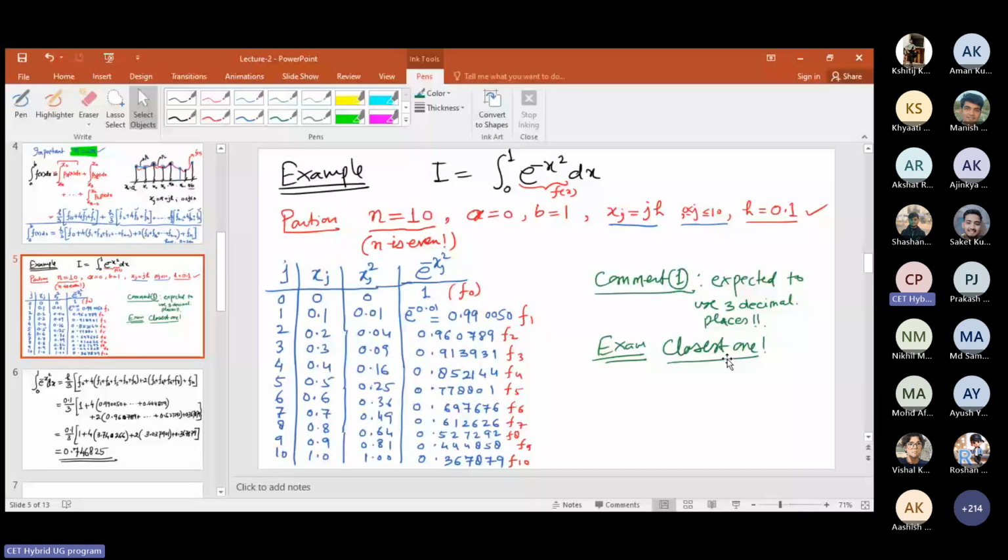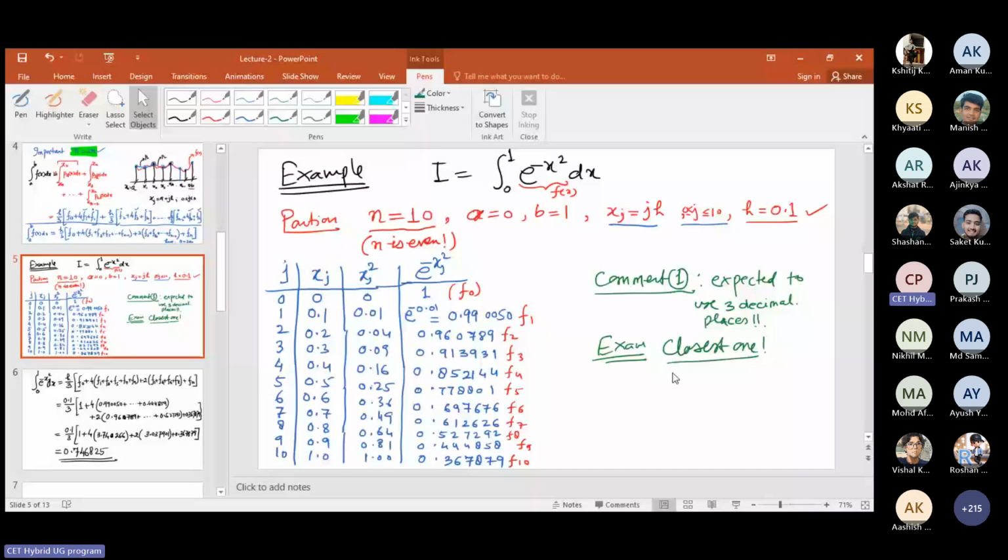65 is the closest one. That way it won't work. Decimal places: if my answer is 746, then your answer should be at least 74 plus something, right? So 740 to 749, that much closeness I will expect.